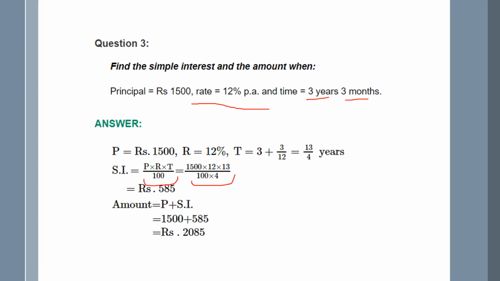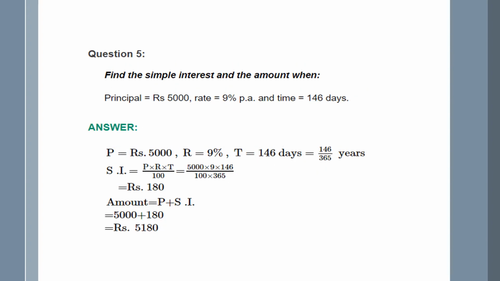Time is 3 years 3 months. So you have to write time like this. 3 years means 3, and 3 months you can write as 3 by 12, and you have to add both numbers, then you will get 13 by 4 years. Okay, this is a new thing in this question. So it was too simple.